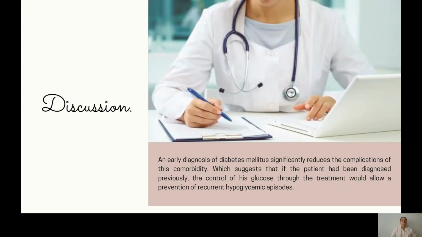Discussion. The onset of neuroglycopenia before the first appearance of autonomic symptoms, or the inability to detect a significant drop in blood glucose, is due to hypoglycemia unawareness. An early diagnosis of diabetes mellitus significantly reduces the complications of this comorbidity, with hypoglycemia unawareness due to recurrent hypoglycemia being one of those complications, which suggests that if the patient had been diagnosed previously, from the month in which he presented the first symptom, the control of his glucose through the treatment would allow a prevention of recurrent hypoglycemic episodes.